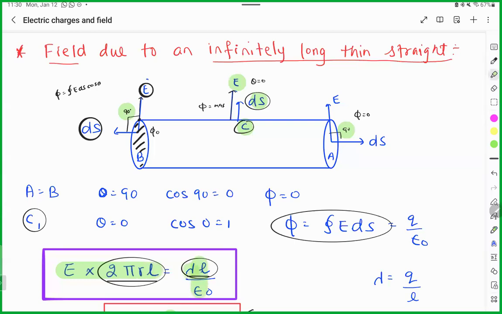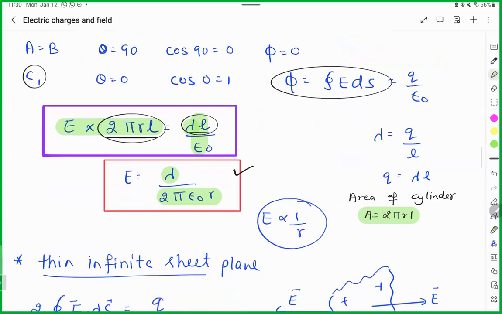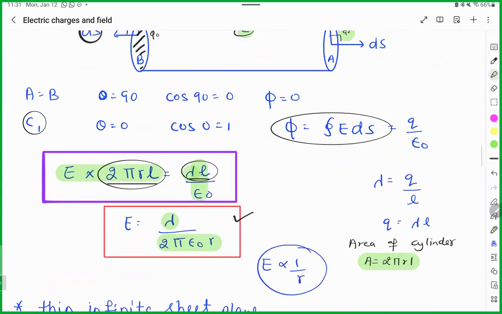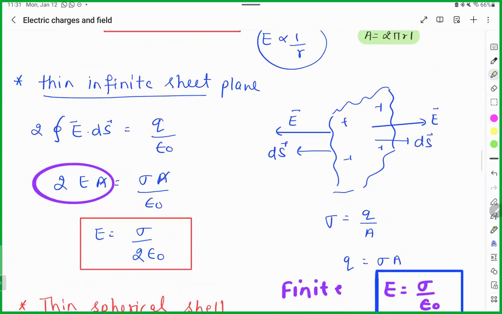Tell me guys, now you feel it is difficult or you need to do derivation? Yes or no? Understood. Yeah.